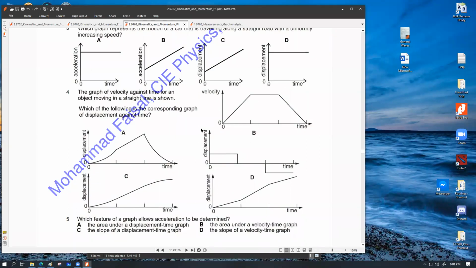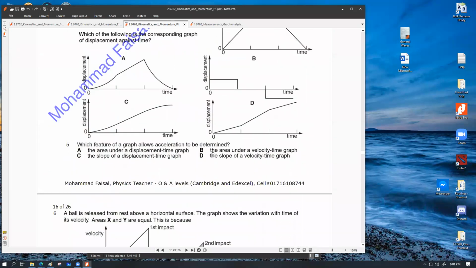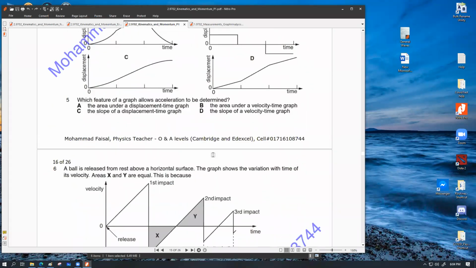Number 4 বুঝা গেছে সবার? Yes, sir. 5. আচ্ছা, Sir, 5 টা একটু দেখা দেন। Which feature of a graph allows acceleration to be determined? Acceleration is the gradient of the VT graph, because velocity time graph এর gradient হচ্ছে del v by del t. Del v by del t is by definition acceleration. Yes. So D is the only choice.